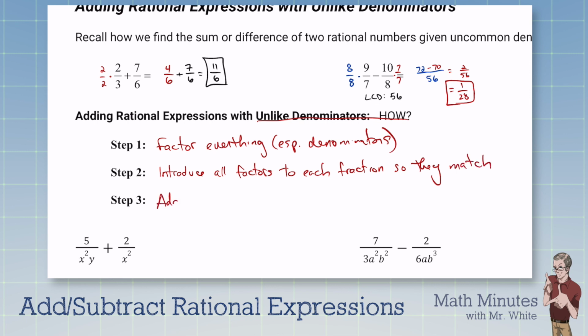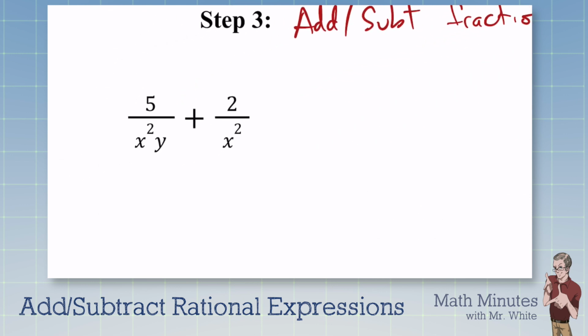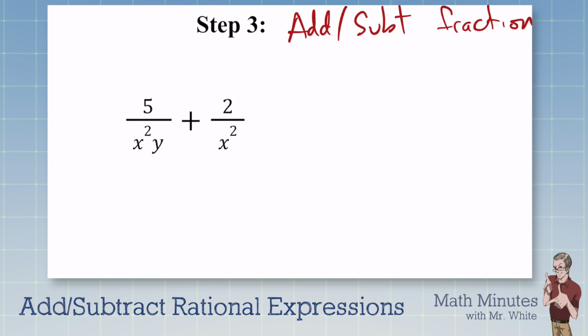Add or subtract fractions, and then simplify by factoring again. You might have to factor some more again. So lots of factoring in this particular chapter. Now, there's not a lot of factoring to do here because this doesn't have binomials or trinomials going on, so not a lot of factoring to do.